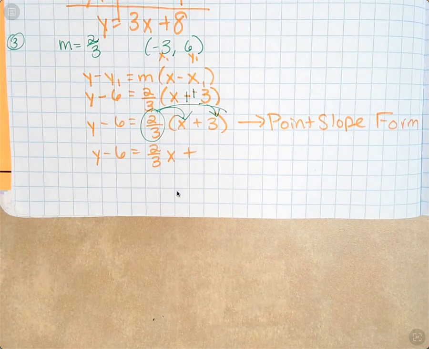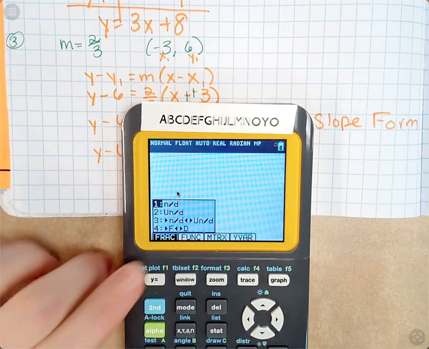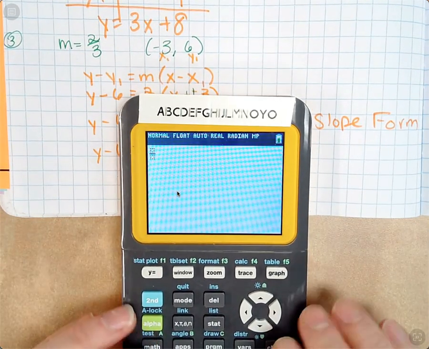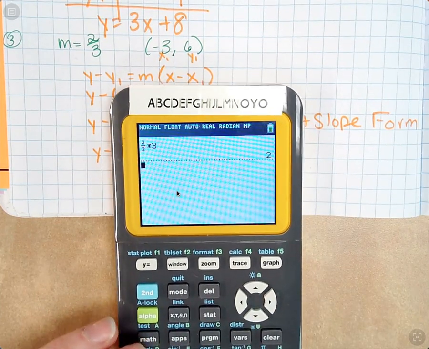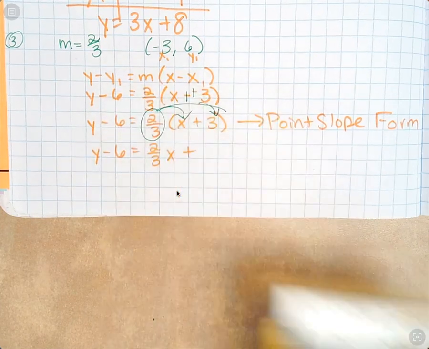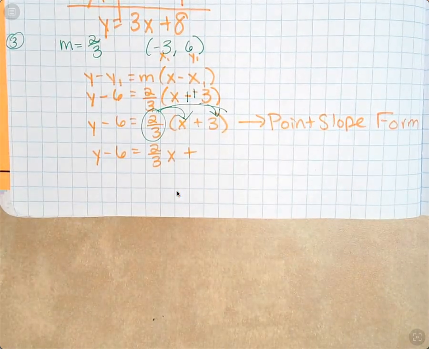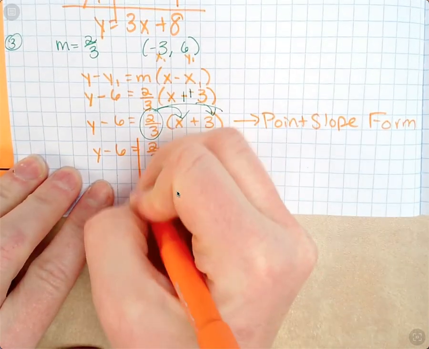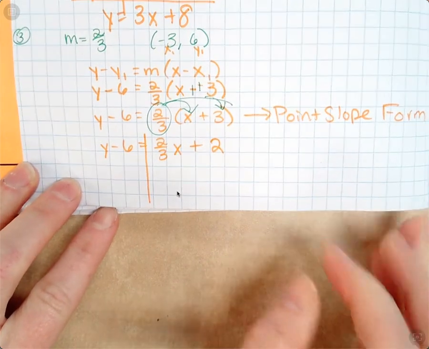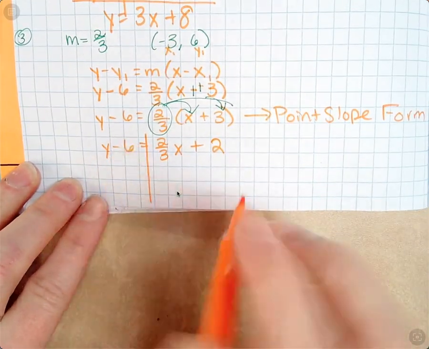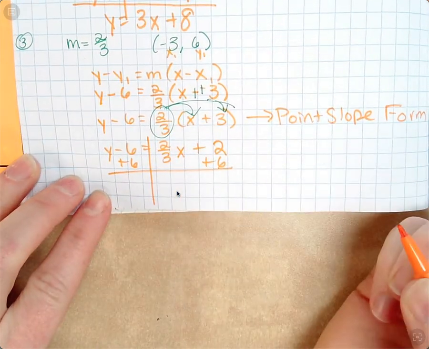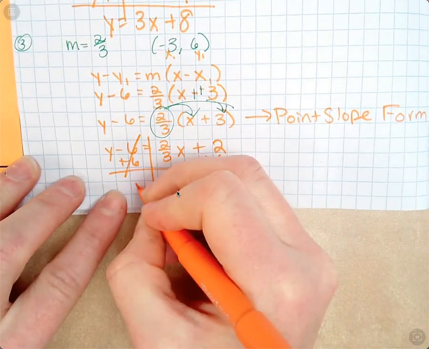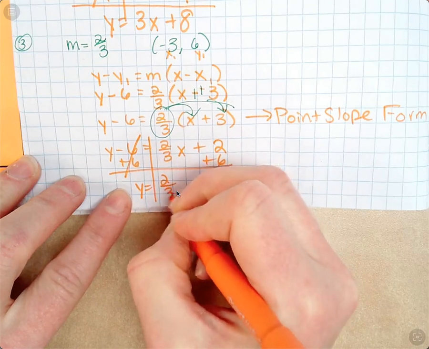Okay, so 2/3 times 3. That's where I was at before I got sidetracked. And that just equals 2. All right. And then our last step would be to get this minus 6 to the other side by adding 6. So it's y equals 2/3 x plus 8.